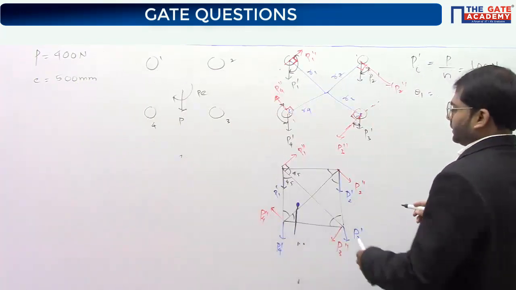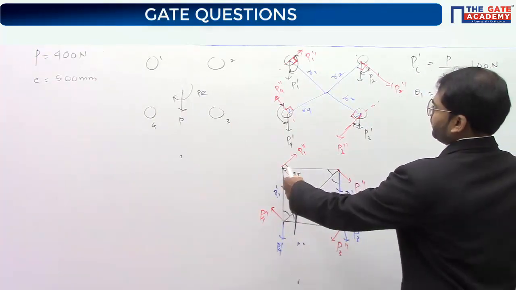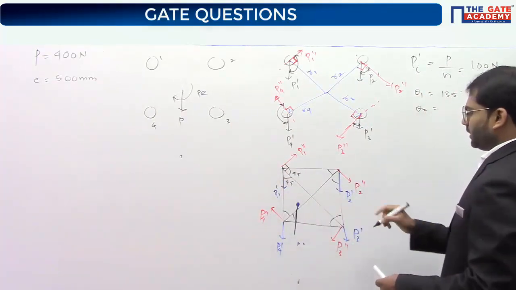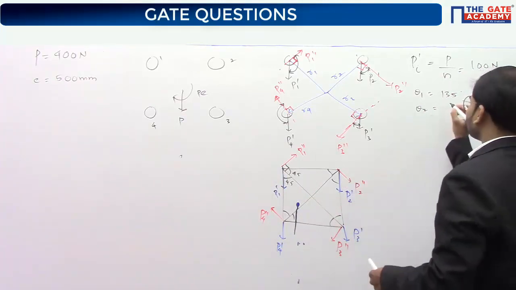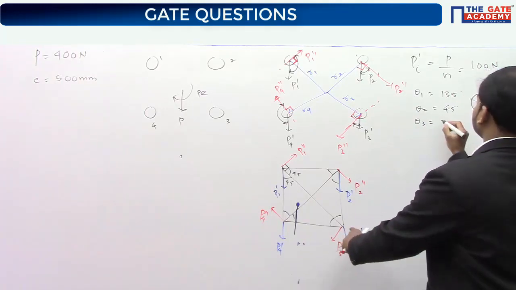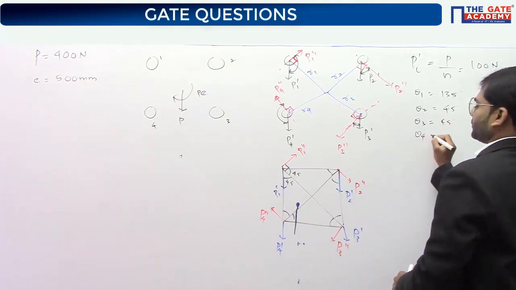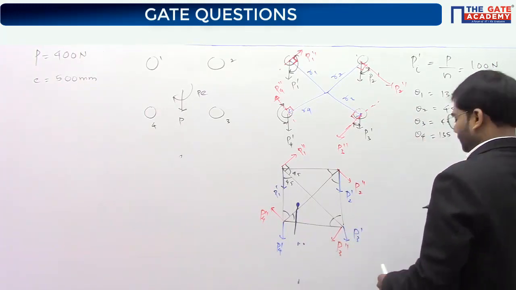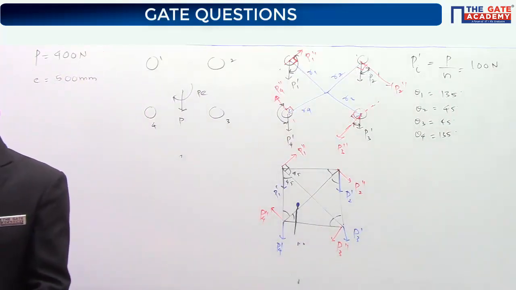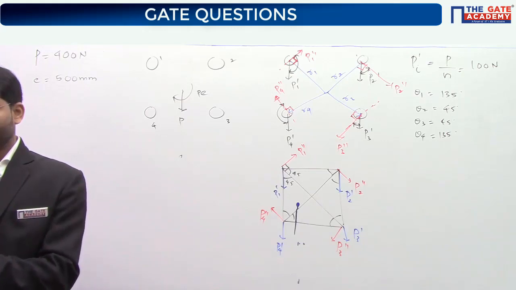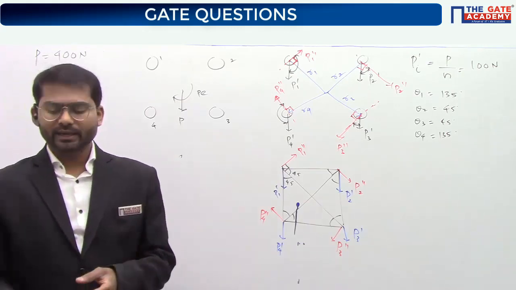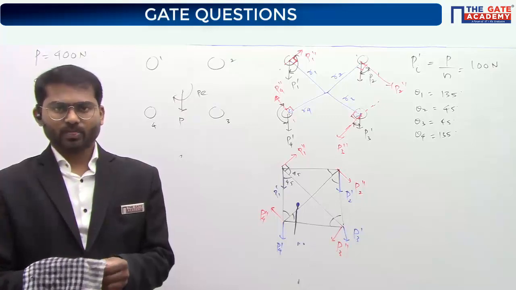If you are measuring these angles here, theta 1 comes out to be 90 plus 45 degrees, 135. Theta 2 comes out to be, this is the angle here, so obviously this becomes 45 degrees. In the same way, theta 3 comes out to be another 45 degrees, and theta 4 comes out to be 135 degrees. So this is the very, very important step of this particular question, because using this angle only you are going to decide which is the worst loaded rivet.